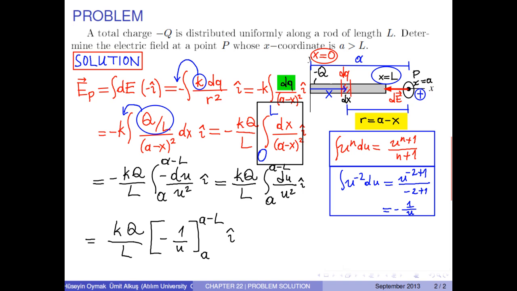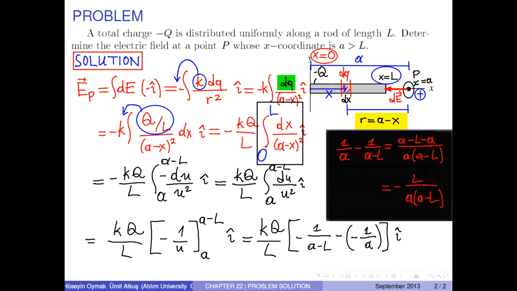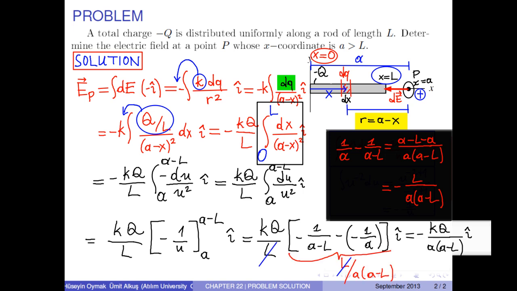Now we obtain k times Q over L times negative 1 over (a minus L) minus negative 1 over a, i hat. The last term is calculated as negative L over a times (a minus L). As a result, we obtain the electric field at point P as negative k times Q over a times (a minus L), i hat.